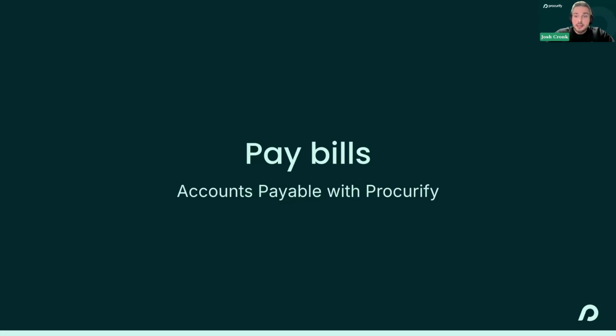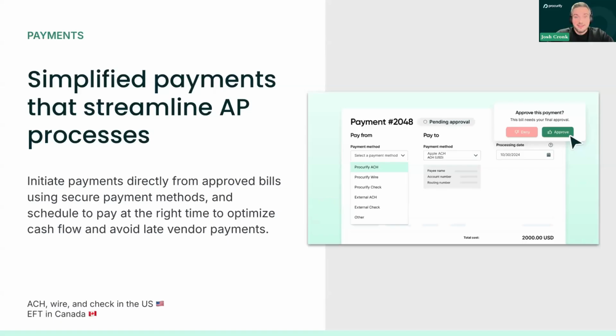So once that bill is approved, it is time to pay. And we offer an integrated solution for US and Canadian customers to pay bills directly in Procurify. So you can initiate that payment as soon as the bill is approved, and you can schedule the payment to optimize for cash flow and make sure that you're not missing any payment dates.